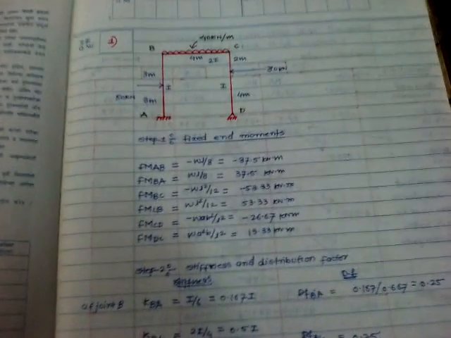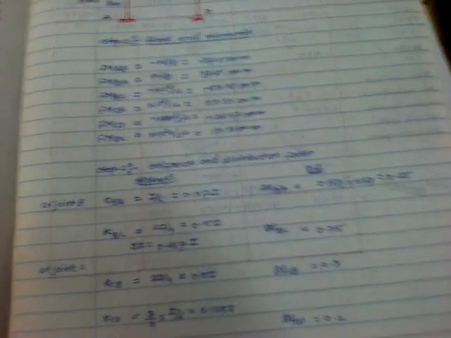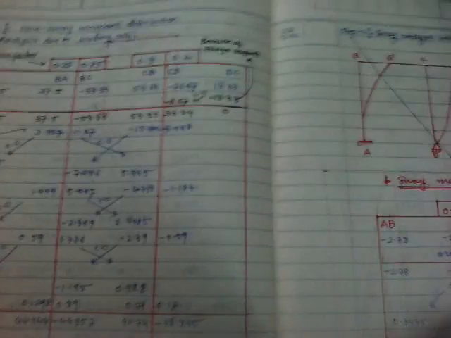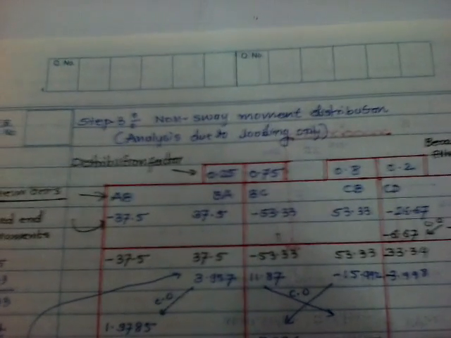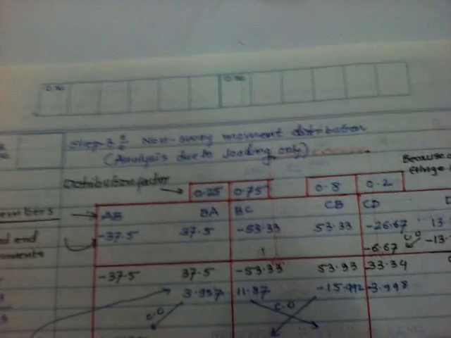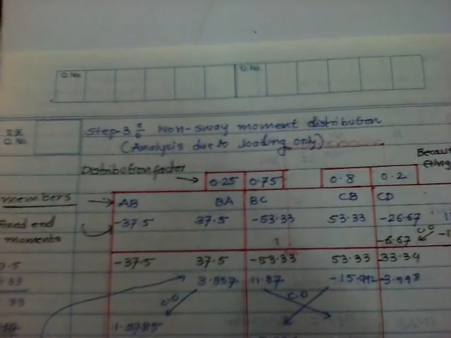So this is a portal frame in the moment distribution method. First step is to determine the fixed end movements, and another step is to determine the stiffness and distribution factor. Then the next step: because this is a sway frame, we first calculate the non-sway moment distribution. Okay, this is a portal frame and this is a sway portal frame, but we have to calculate the non-sway distribution first. We are analyzing it for non-sway because of loading.